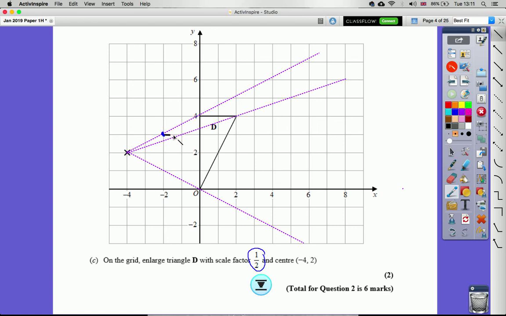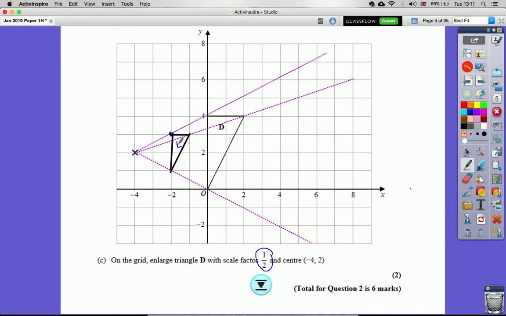So from this point, I'll go 1 unit across. Then it went 1, 2, 3, 4 units down. So instead of going 4 units down, now I'll be going 2 units down, and then the third point, join it here. So finally, this is your new triangle, and we can label the new triangle E.